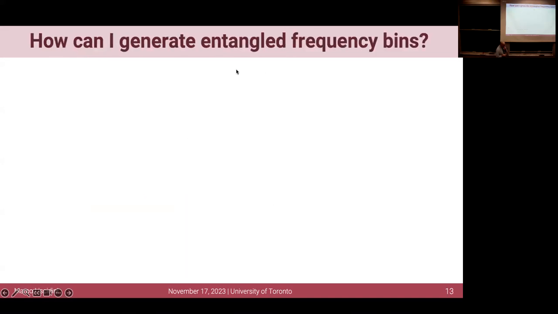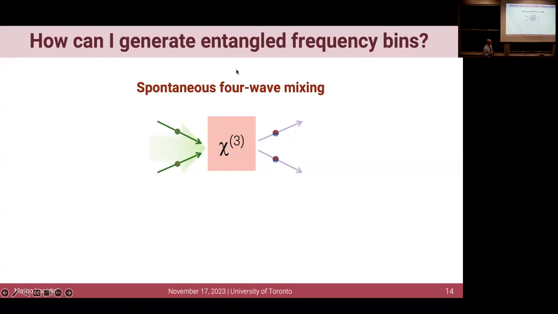Now, how do I generate these frequency bands? Not everyone may be familiar with that. One possibility is to use spontaneous four-wave mixing. Now, in the history of quantum optics, if we think about parametric fluorescence, most people talk about spontaneous parametric down conversion. Why? Because it's way easier to do spontaneous parametric down conversion in a bulk system.